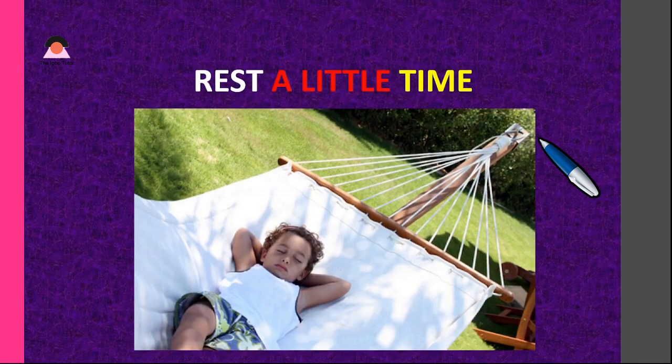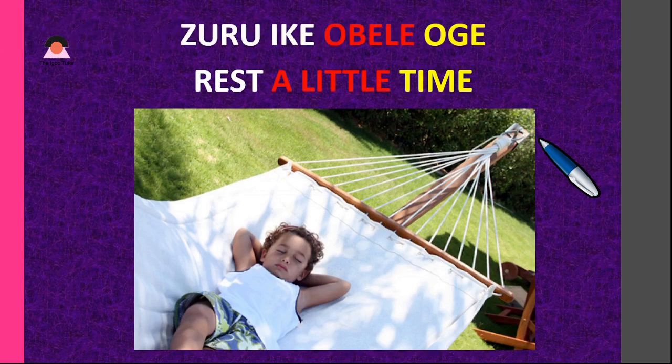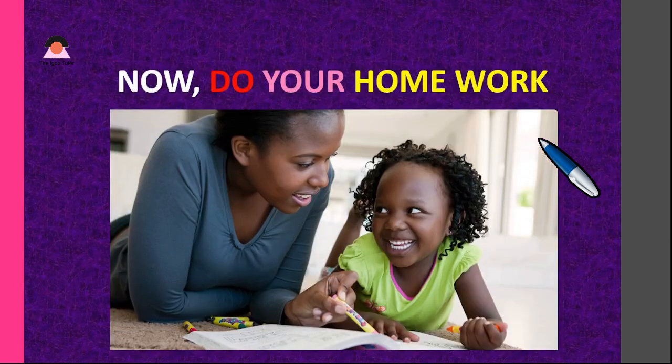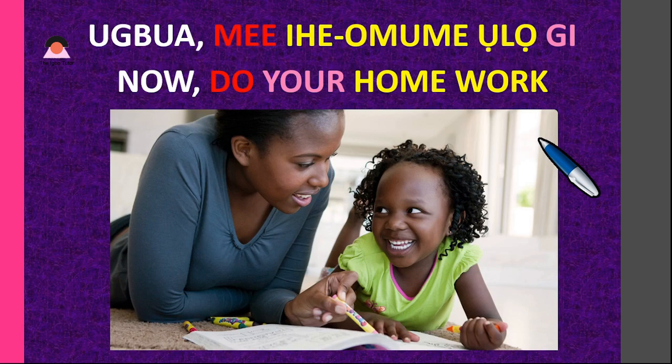Move on. Rest a little while, or rest a little time. That is zuru ike obere oge or zue ike obere oge. Move on from here. Now do your homework, says the caring mom. In Igbo that means ugbua mee ihe omume ụlọ gị.